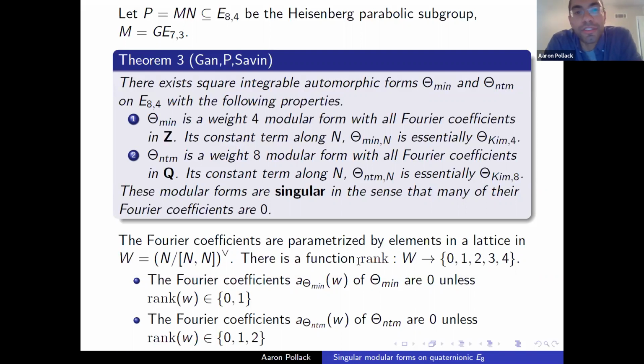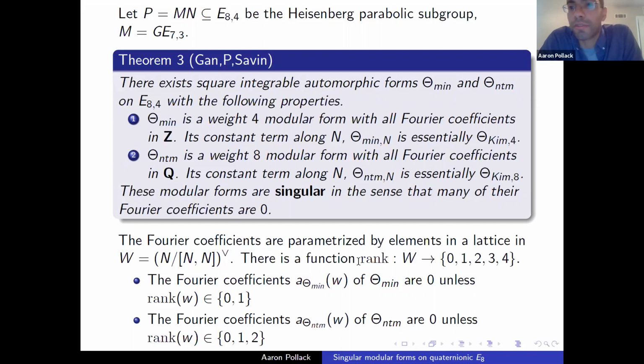The Fourier expansion is along the unipotent radical of this parabolic P. Denote that by N. Because you're taking the Fourier expansion along this unipotent radical, the Fourier coefficients are parametrized by elements of the dual of the abelianization of N. This is some vector space, and it has a notion of rank, just like the symmetric matrices have a notion of rank. Here the rank takes values in 0, 1, 2, 3, or 4, with 4 being the non-degenerate elements and the rank 0, 1, 2, 3 elements being the degenerate ones.